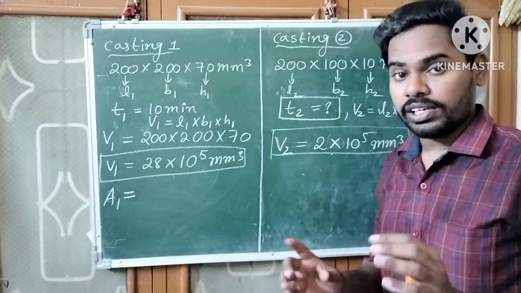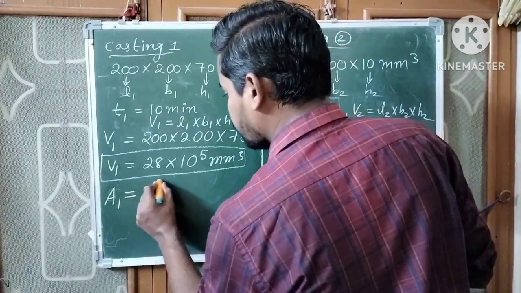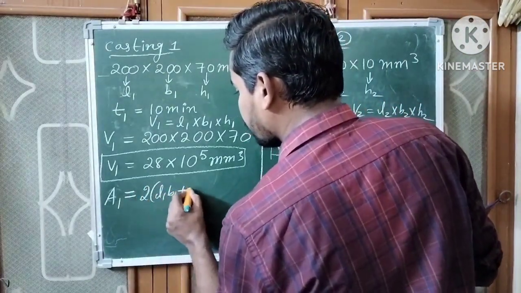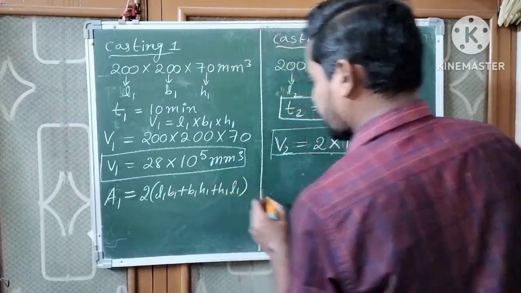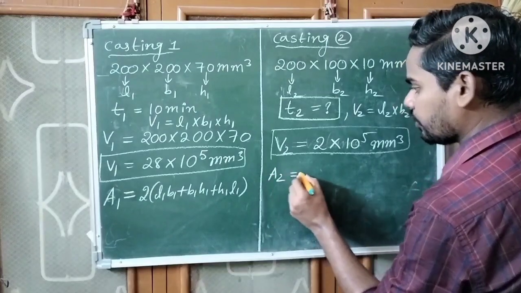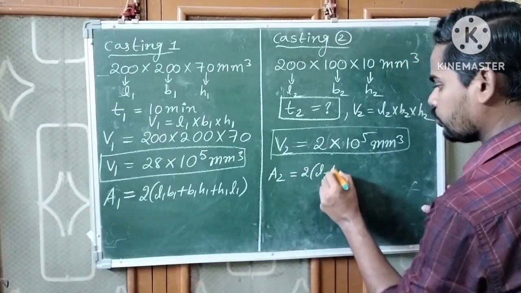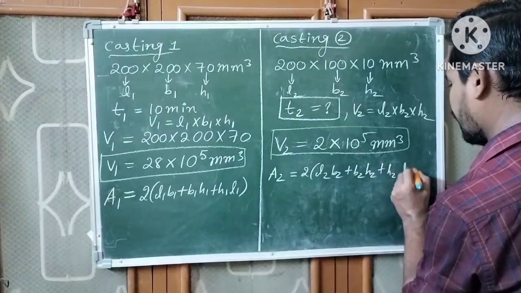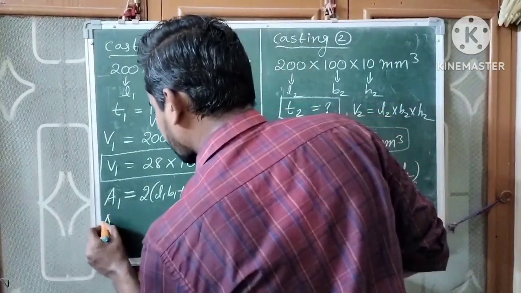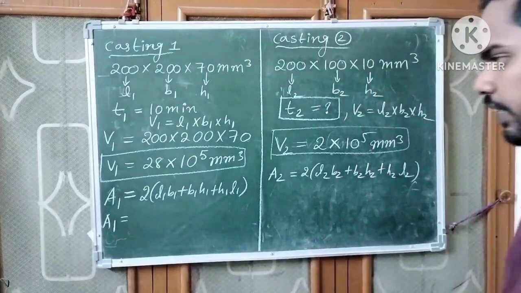Now the total surface area formula for a cuboid is 2 into (L1 B1 plus B1 H1 plus H1 L1). Similarly, A2 is equal to 2 into (L2 B2 plus B2 H2 plus H2 L2). Put all the values and we can find A1 and A2.